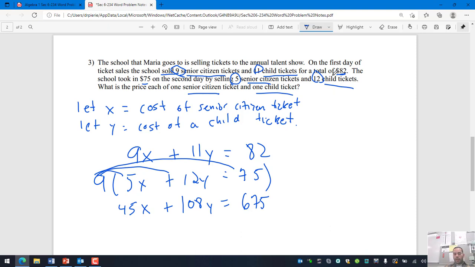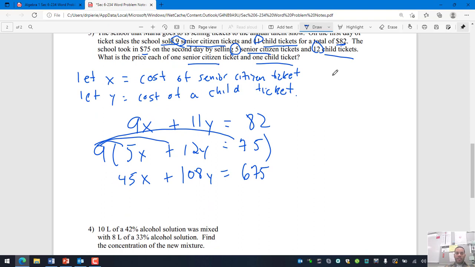Okay. So I multiplied my entire second equation by 9 in order to change this 5x to a 45x. Now what I've got to figure out is, if I'm looking at my top equation now, how do I change this 9x into a 45x so the x's eliminate? This time I'm going to multiply my entire top equation by 5. And watch what happens here. This 5's got to distribute to every single piece. 5 times 9x is 45x, plus 5 times 11y, which is 55y, and it's equal to 82 times 5. 82 times 5 is equal to 410.